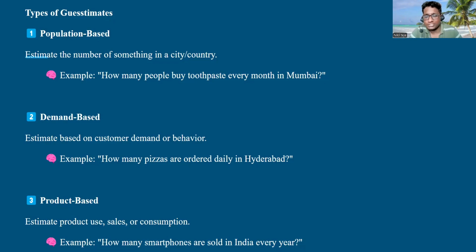So that is population based guesstimate. And next is demand based. So, estimates based on customer demand and behavior. We will be seeing the demand for a particular product or service. So how many pizzas are ordered daily in Hyderabad? That is the demand of the customers.